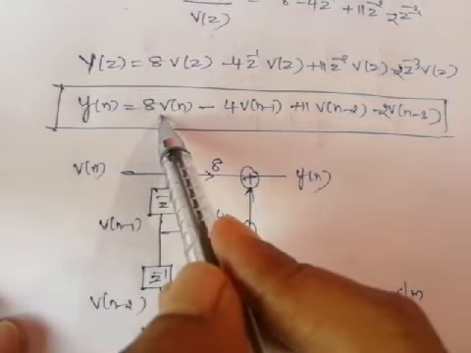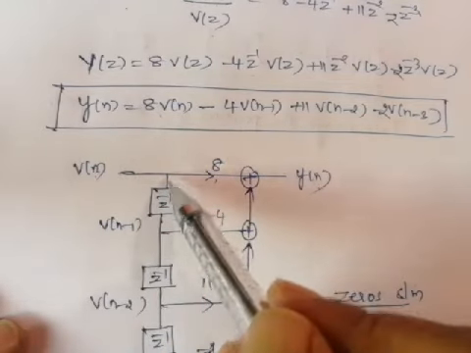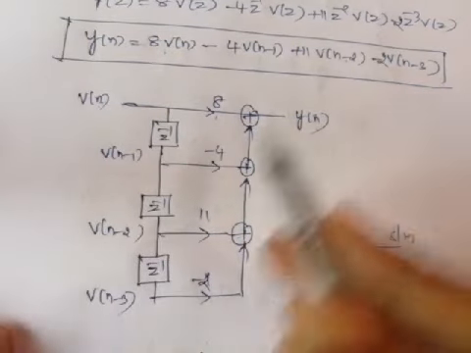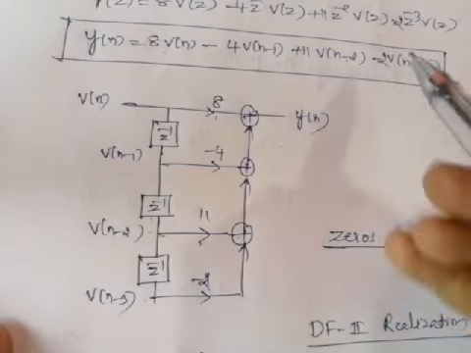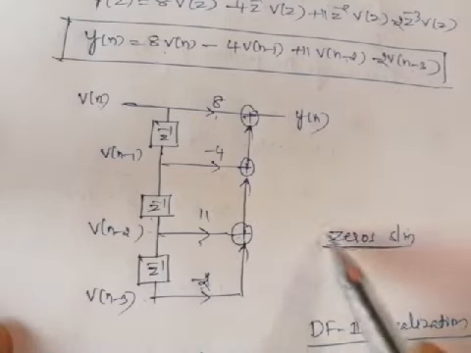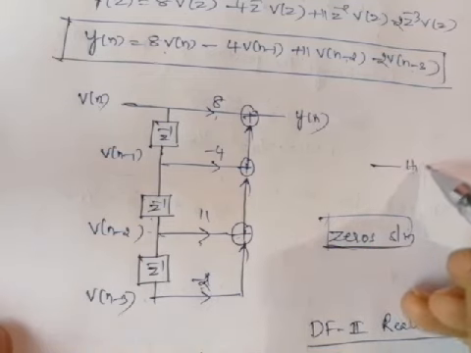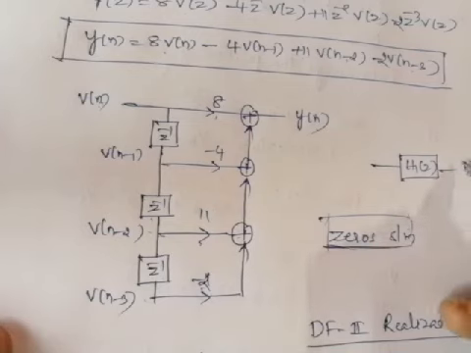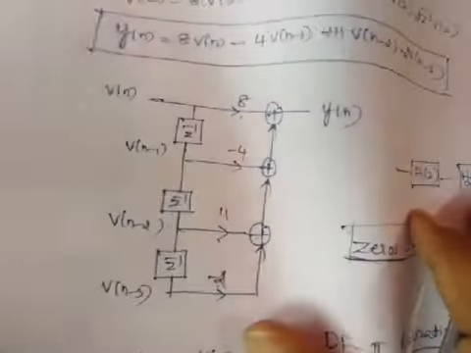So let us take the first term. V of n is multiplied by 8. Next term, v of n is delayed one time, coefficient term is minus 4. Similarly v of n is delayed twice, coefficient is 11. Thrice delay, and coefficient term is minus 2. This indicates the zero system. So in this case H1 of z and H2 of z, then y of n is there.